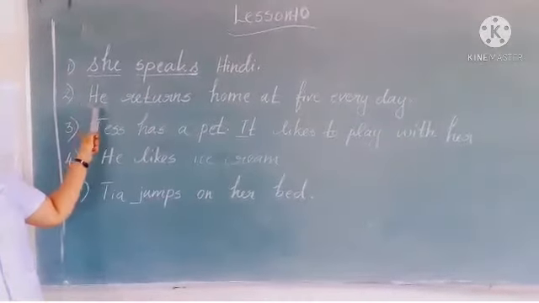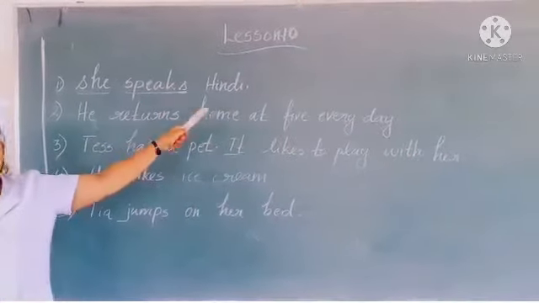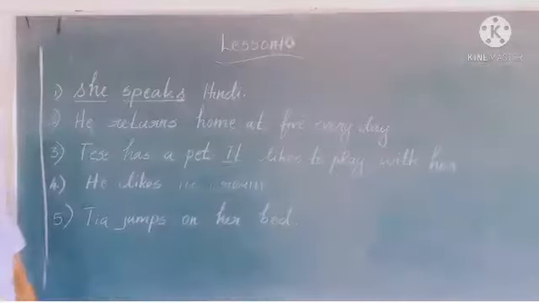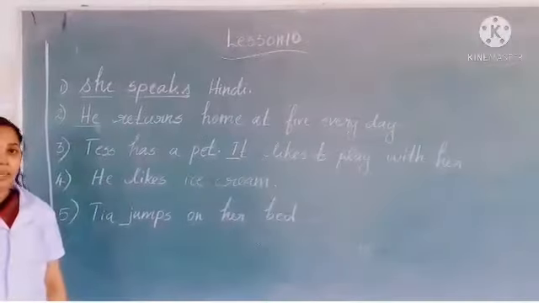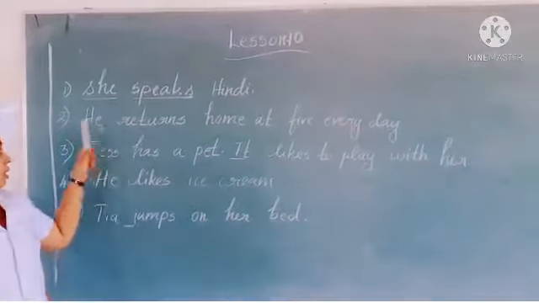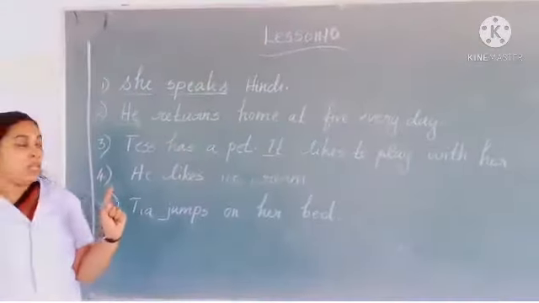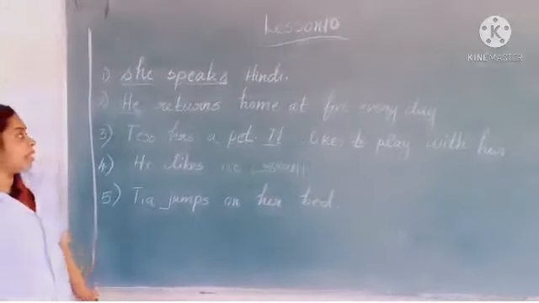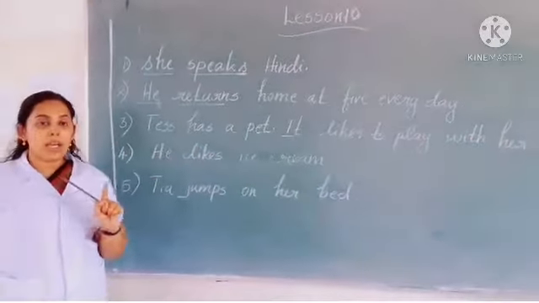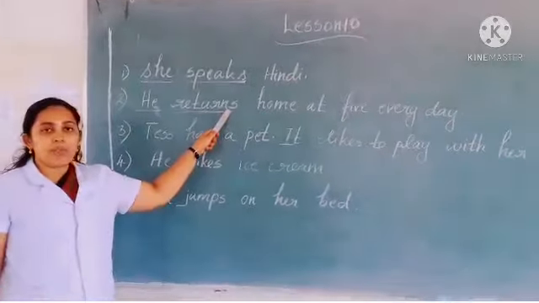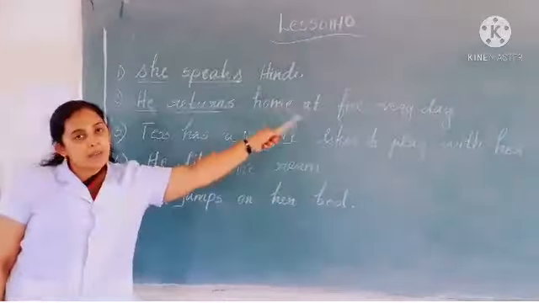And the second sentence: He returns home at 5 every day. Here which is the noun? Yes, he is the noun. Is he singular or plural? Singular means only one. Plural means more than one. Yes, he is a singular noun. Only one. So which is the verb here? Yes, return. Return is the verb. So here the noun is only one, singular noun, that's why we add s to the verb. So the sentence is, He returns home at 5 every day.